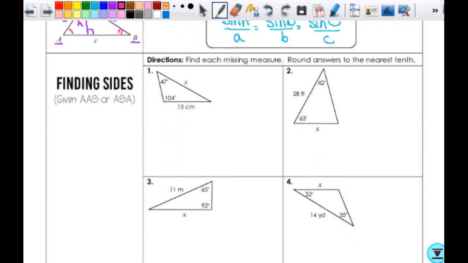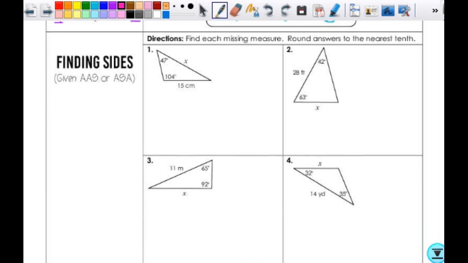It says find each missing measure, round the answers to the nearest tenth. Oh, I forgot to change that. That shouldn't be the tenth, that should be the thousandth. All right. So if you're given angle-angle-side or angle-side-angle, right now that's all I'm giving you because that's all we're able to do at this point. But what you should figure out here is which one you have, so you know whether to use the law of sines or law of cosines, or maybe if it's the ambiguous case.